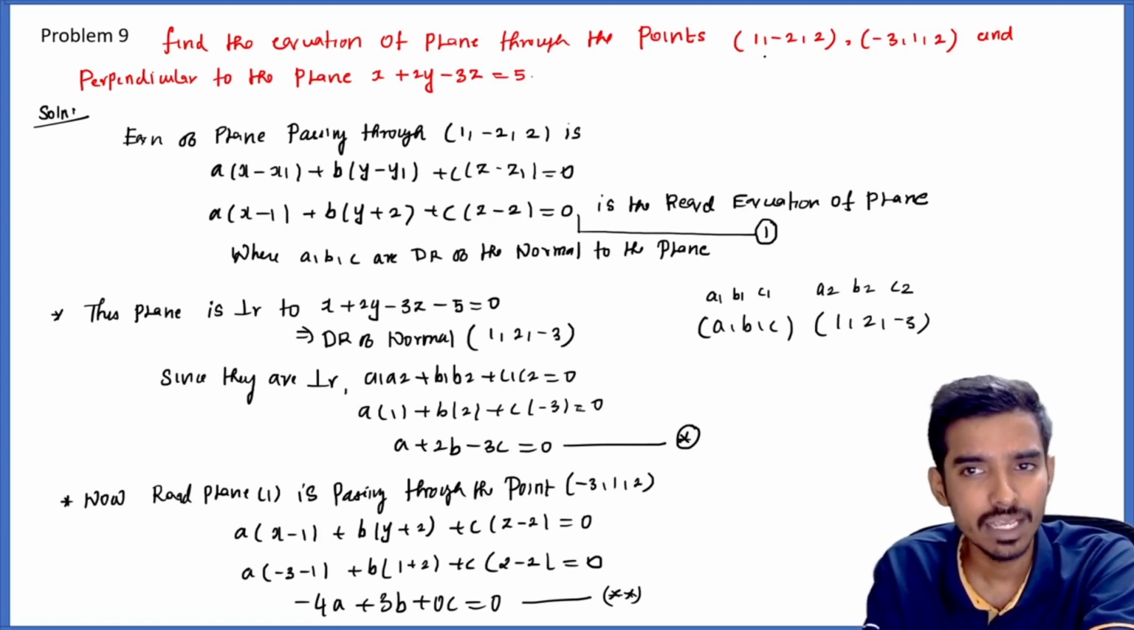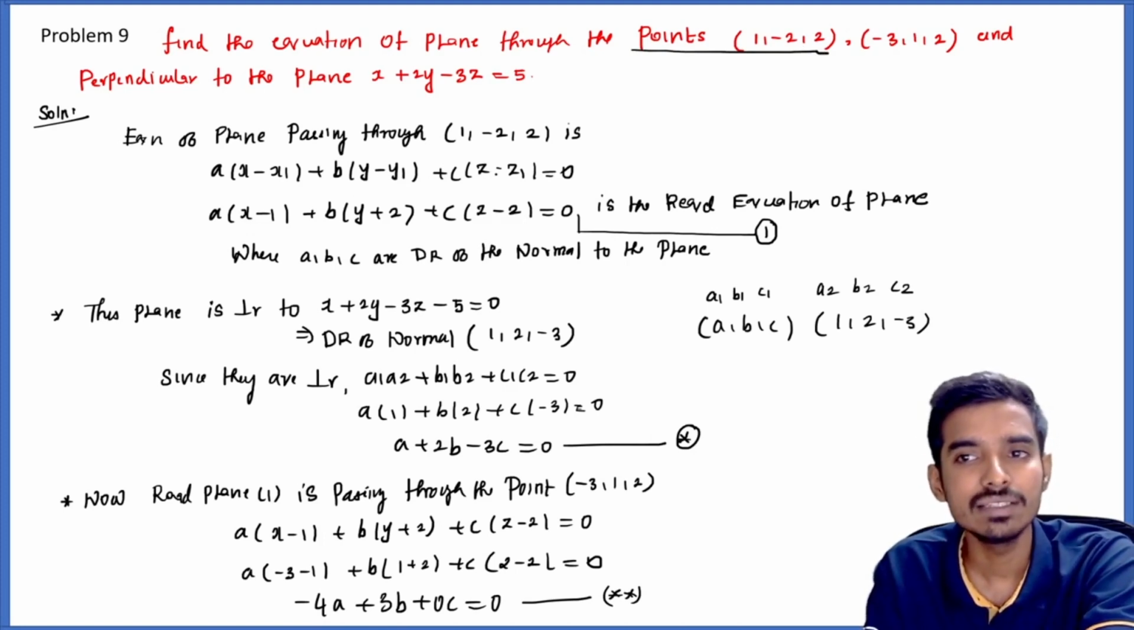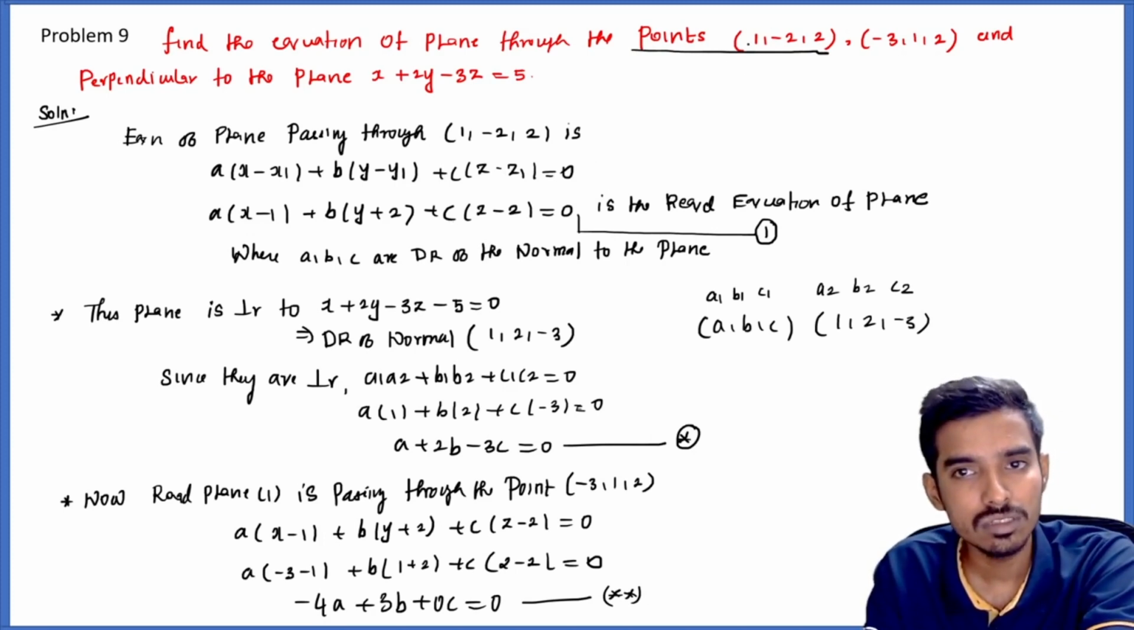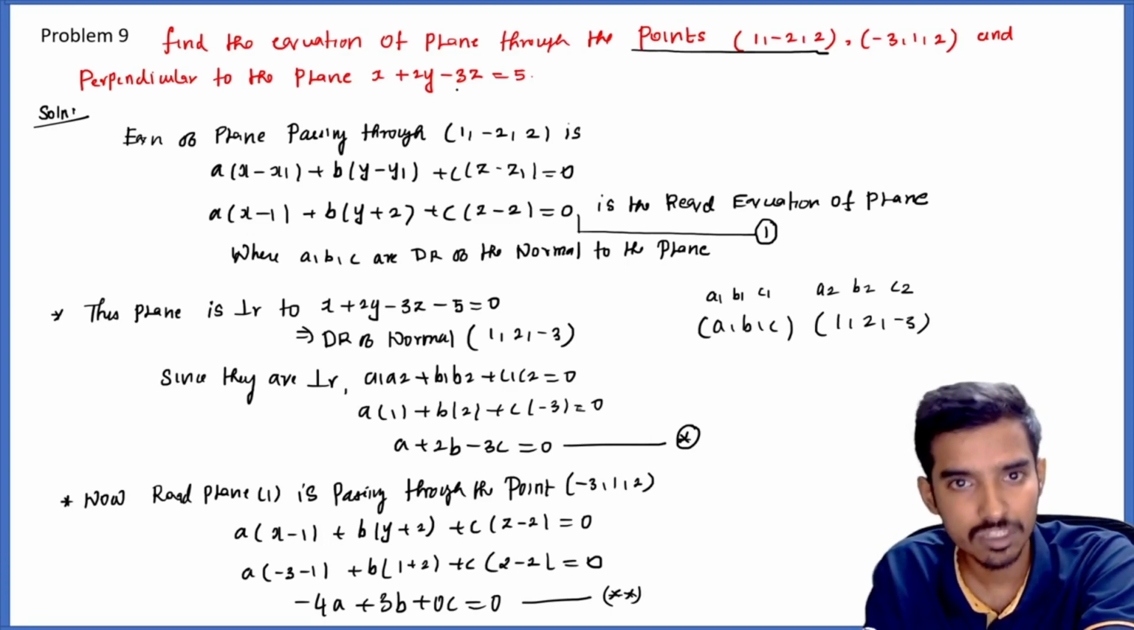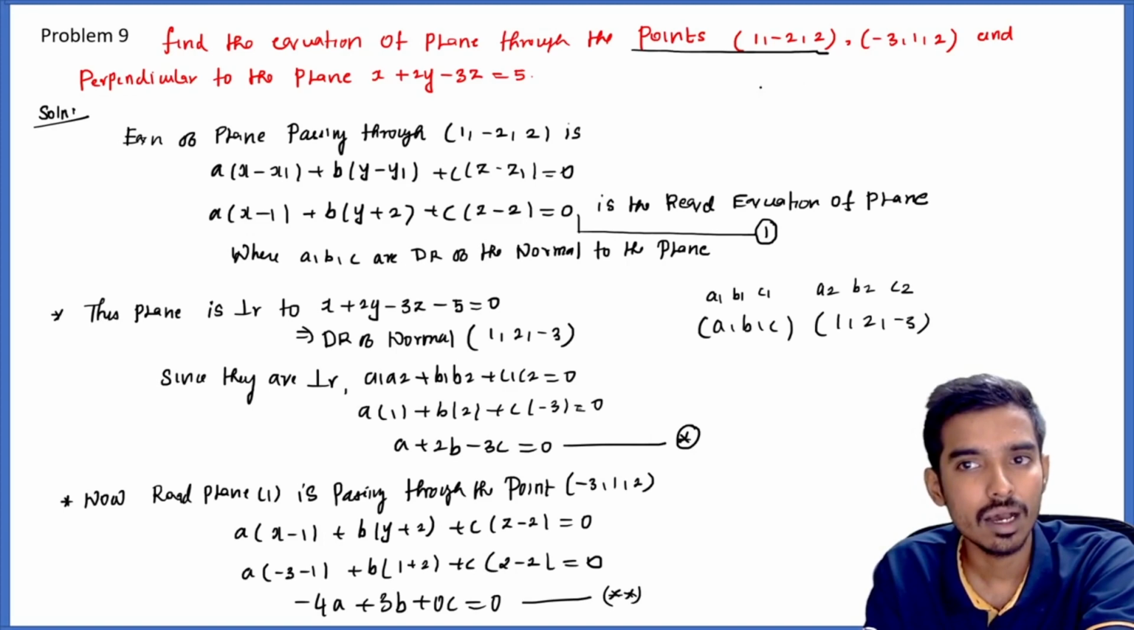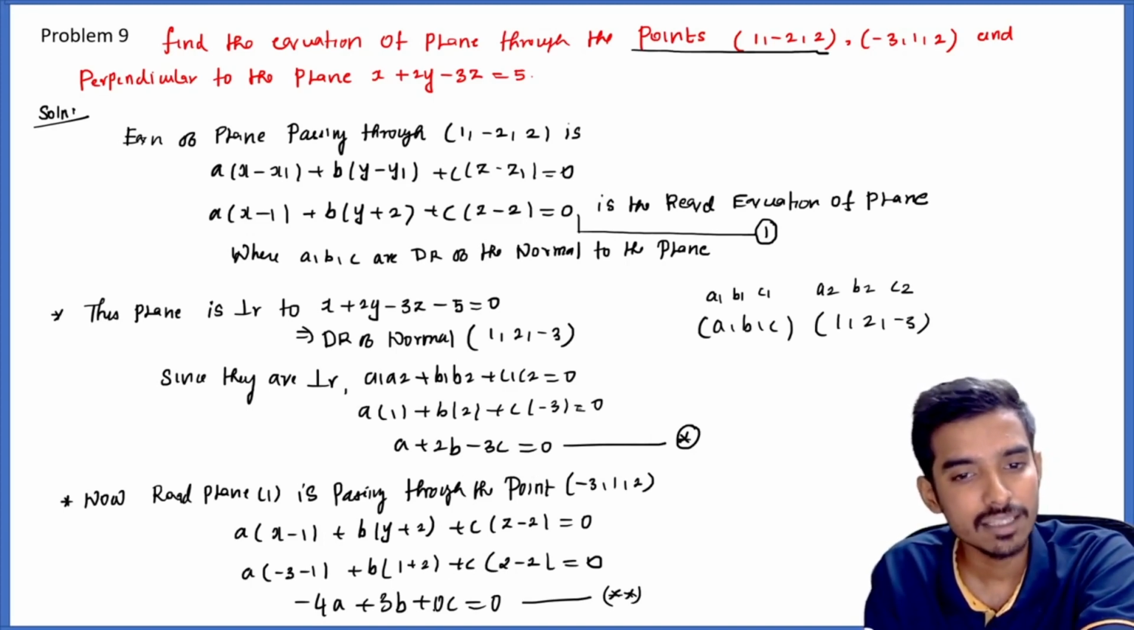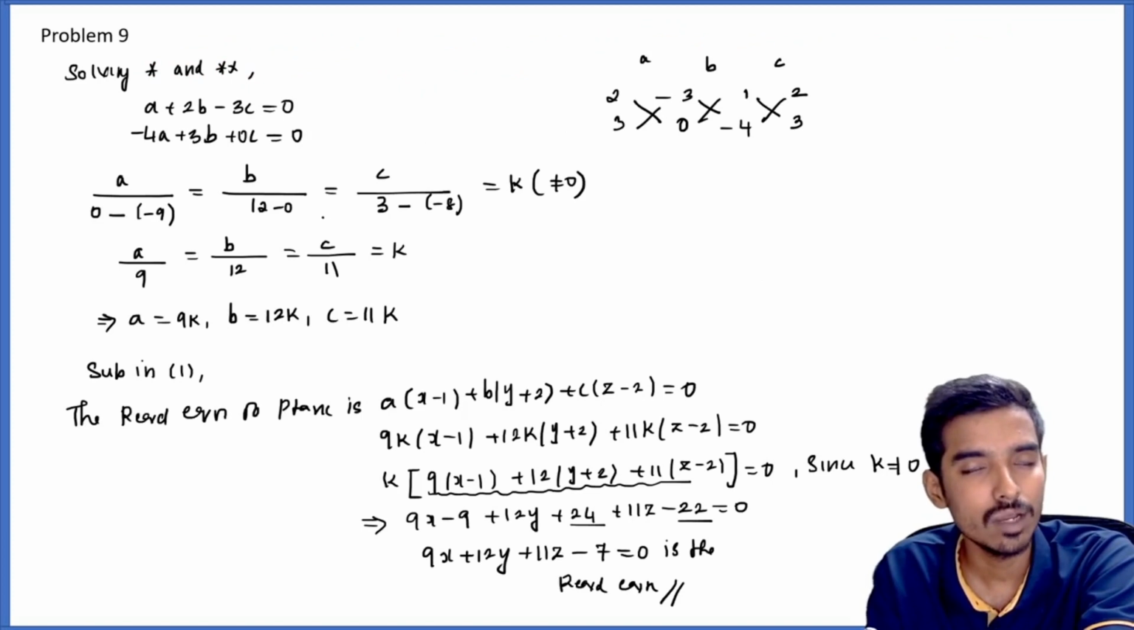So you just take only one point as of now. Equation of plane passing through the point 1 comma minus 2 comma 2 is a into x minus x1 plus b into y minus y1 plus c into z minus z1 is 0. Substitute that point here. Now this required equation is passing through this point as well as perpendicular to this plane. So you have two constraints here. You substitute those two data and you will have two equations in terms of ABC. Solve that to get the values of ABC.